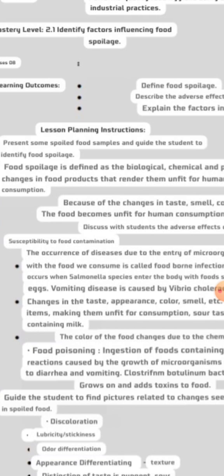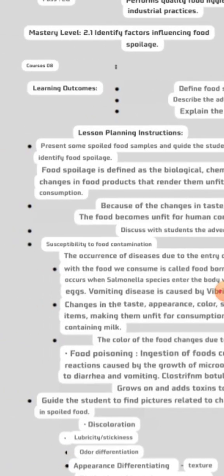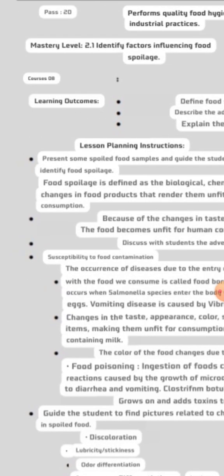So what are the three reasons? Food spoilage is defined as the biological, chemical and physical changes in food products that render them unfit for human consumption. So when the food changes such that we cannot eat it, we call it food spoilage due to biological, chemical and physical reactions or changes. This is the first definition of food spoilage.